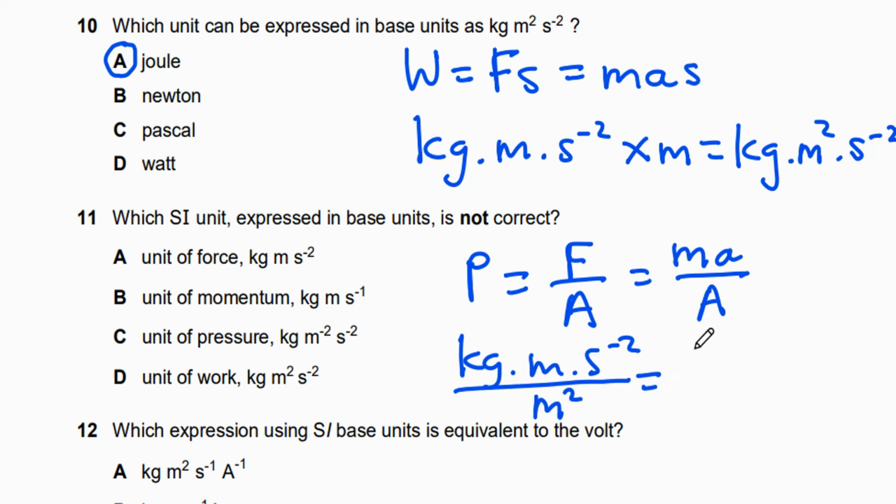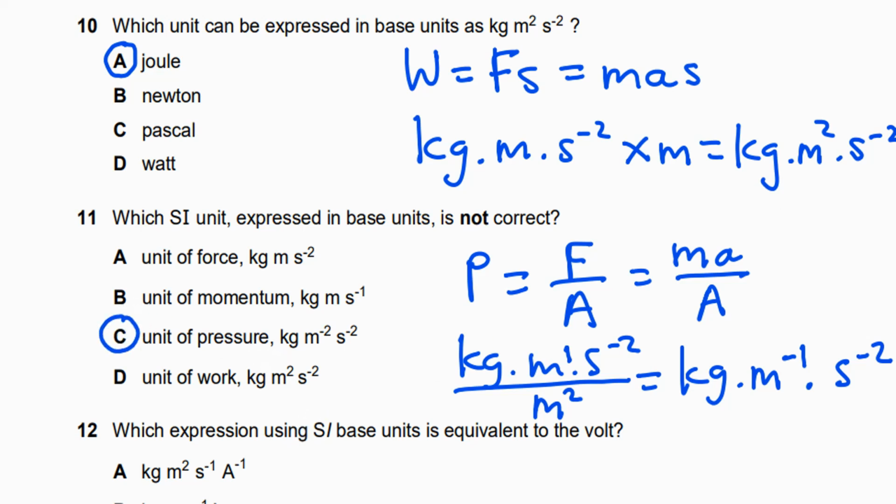We can simplify this. Here we're dividing the m's, so we can subtract the powers. There's a power of 1 here that we don't write. So 1 minus 2 is negative 1. So it's m to the negative 1 per second squared. And of course here we have kilograms per meter squared per second squared, as opposed to kilograms per meter per second squared. So C is the wrong answer.